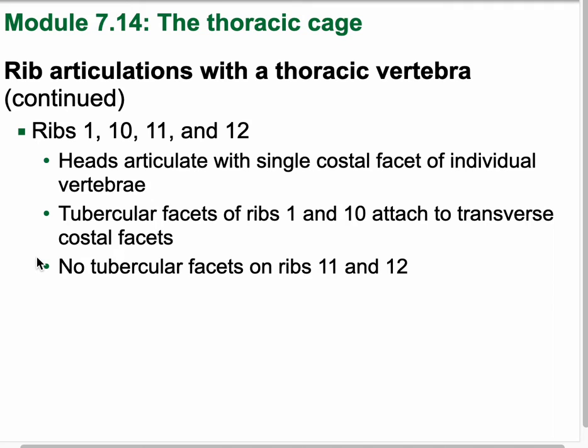Ribs 1, 10, 11, and 12 are a little bit special because their heads will articulate with a single costal facet of an individual vertebra, so not 2. And the tubercular facets of ribs 1 and 10 are going to attach to transverse costal facets on the vertebra. And there will be no tubercular facets on ribs 11 or 12.